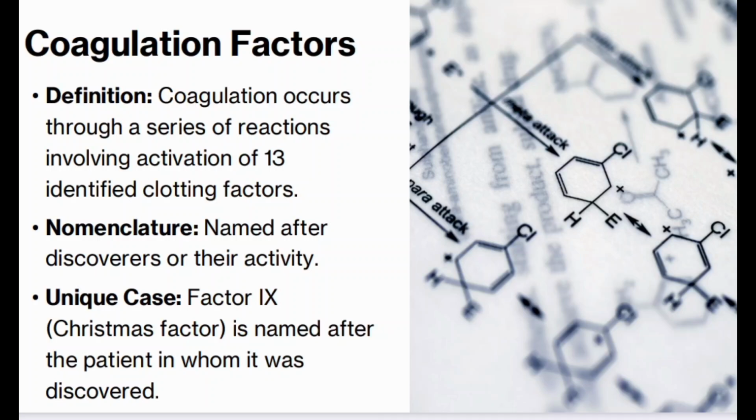So these 13 coagulation factors include fibrinogen, prothrombin, tissue factor, calcium, then labile factor, proaccelerin, proconvertin, antihemophilic factor, Christmas factor, Stuart-Prower factor, plasma thromboplastin antecedent, Hageman factor and fibrin stabilizing factor.